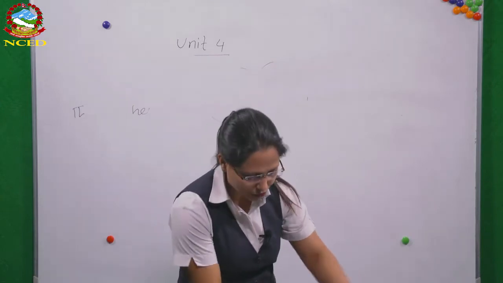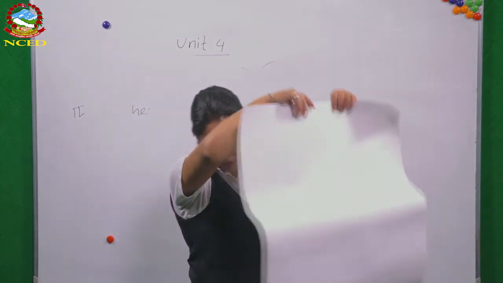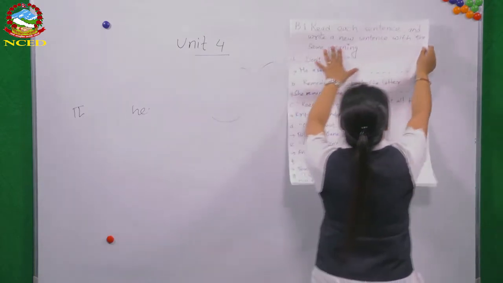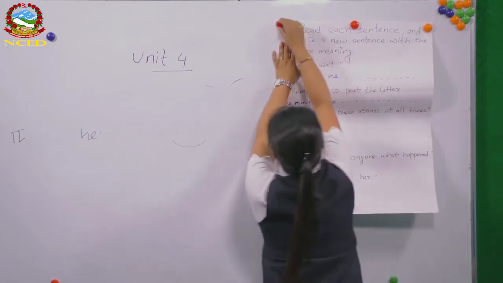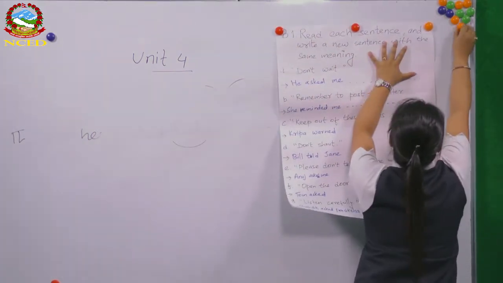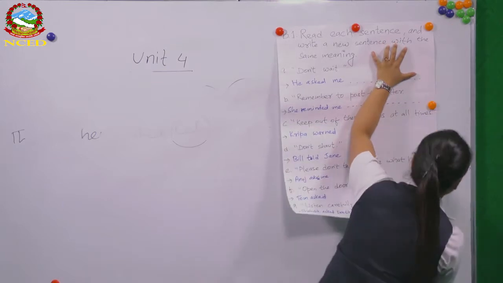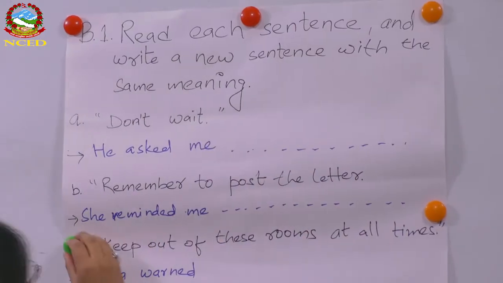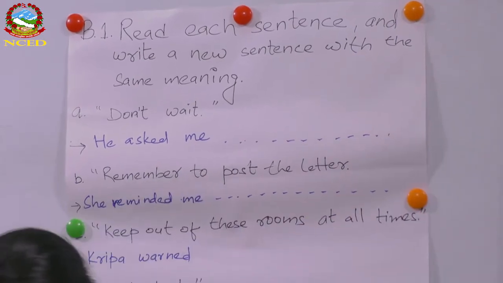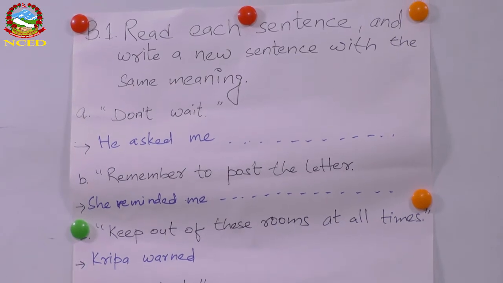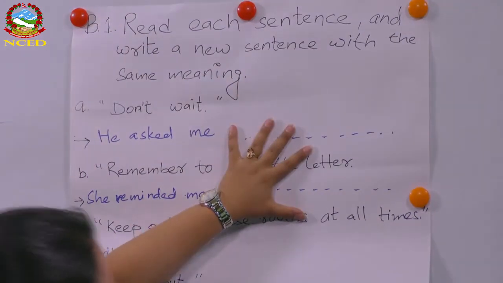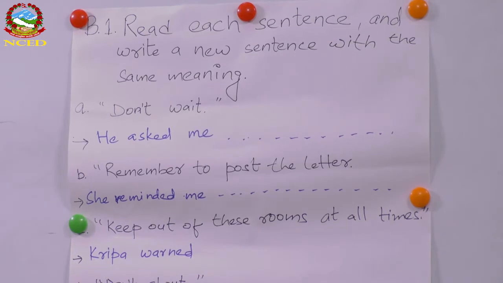Have a look at page number 42. I have copied the same exercise here. We will go through the sentences one by one and try to change all these into indirect speech. So the same exercise is in your book as well. So you can either look here or at your book. Okay? Good. Okay, let's have a look now.